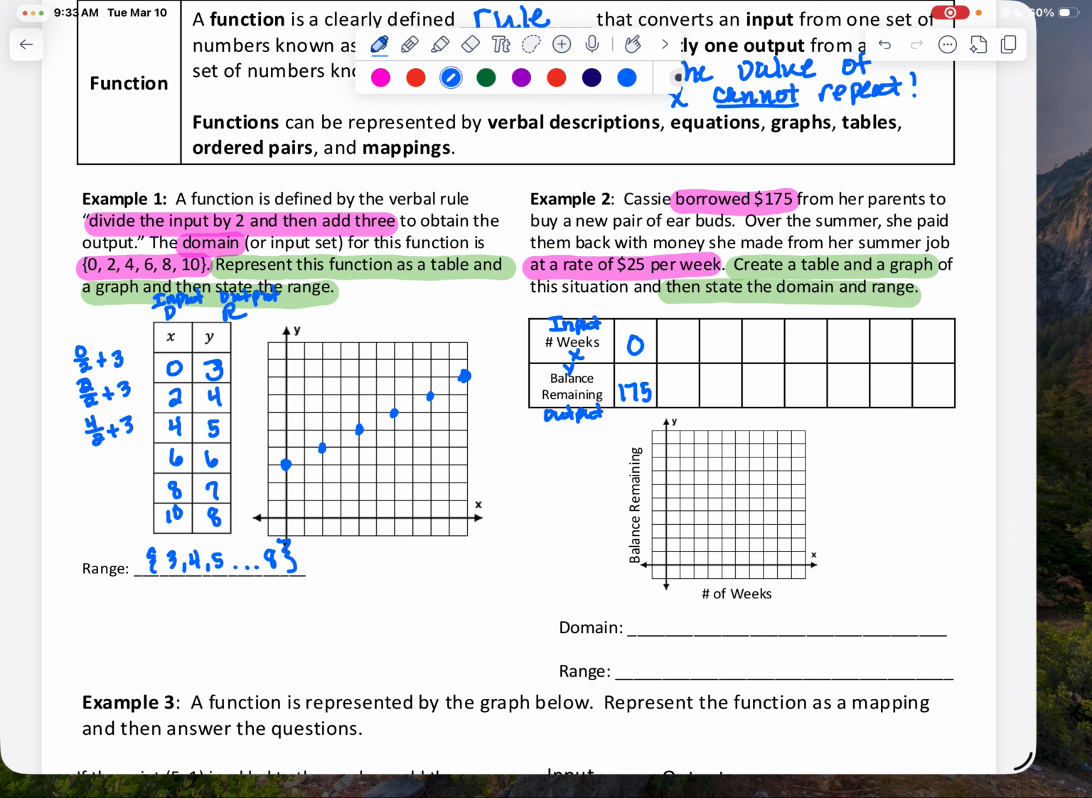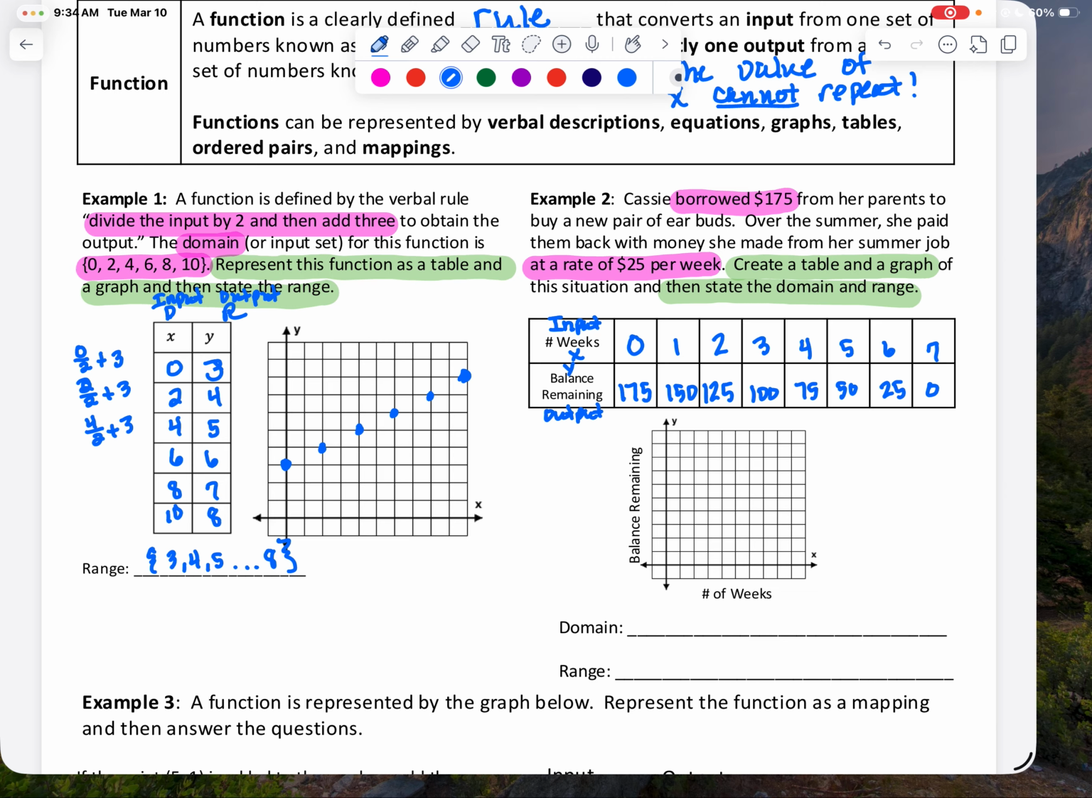So at week 0, we know that she owed $175. After 1 week, she paid them back $25, so now she only owes them $150. After week 2, she pays another $25, so now she owes $125. Week 3, she would owe $100. Week 4, she would owe $75. Week 5, she would owe $50. Week 6, she would owe $25. And week 7, she would owe $0.